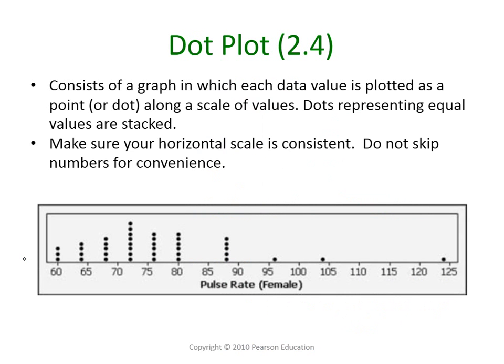Another one is a dot plot. Your dot plot consists of a graph in which each data value is plotted as a point or a dot along a scale of values. Dots representing equal values are stacked. One of the key things you're doing, this is kind of a way to organize your data.